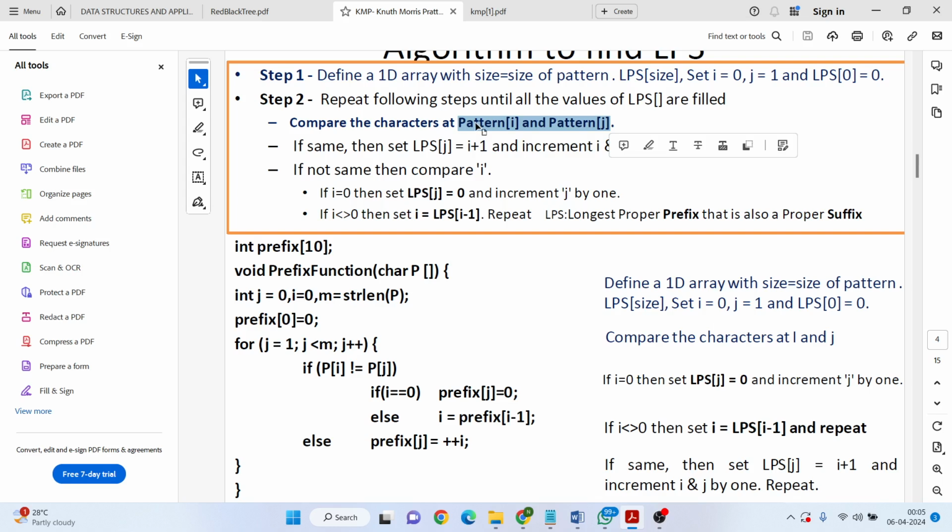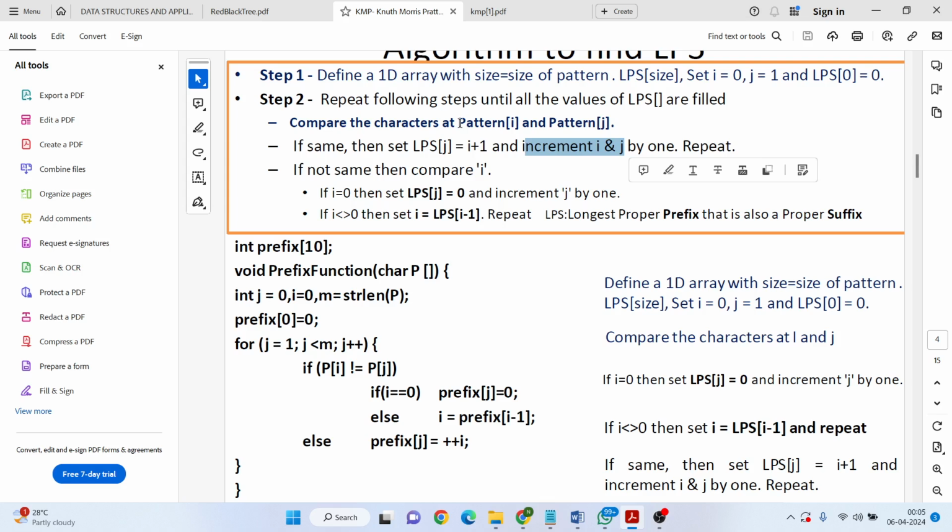You have to compare. If both are same, then you have to enter in that array the incremented value of i. If i value is 0, enter 1. If i value is 2, enter 3, like that. Then you have to increment i and j. Again you have to repeat it.